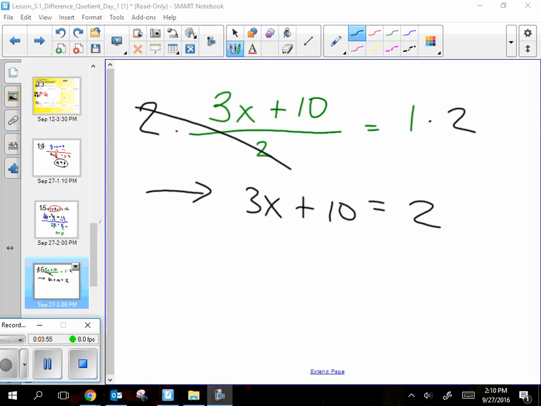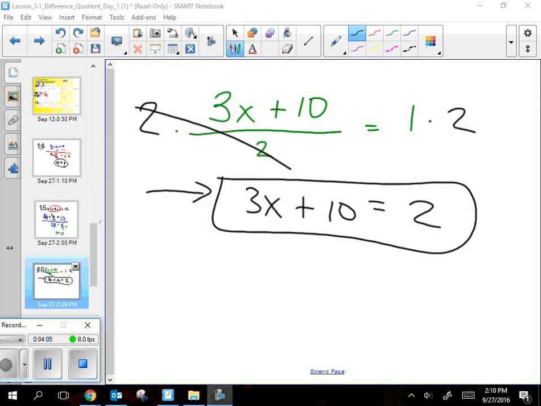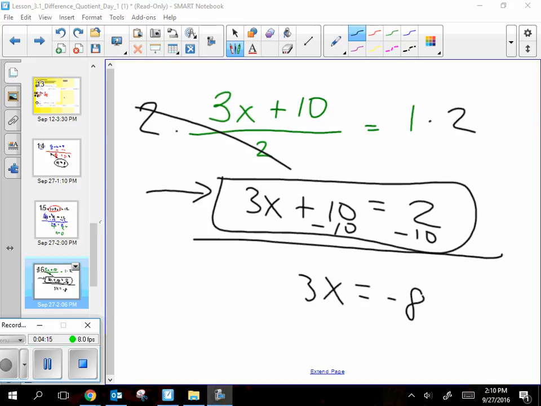That's so important. The people that don't get this try to rush through the middle stuff, and then they get an answer at the end, but they don't know what they did. If you've got this equation right here, you can do this. You just got to keep writing equations that are simpler each time. Now I take away 10, and now I need a new equation that's simpler. 3x equals negative 8. How many of you had that equation?